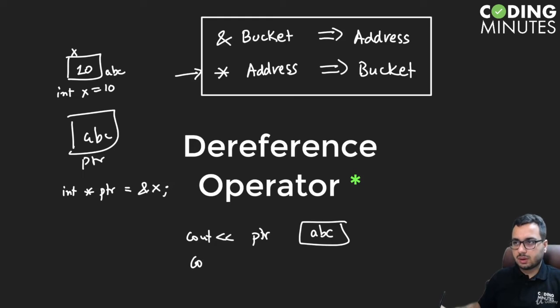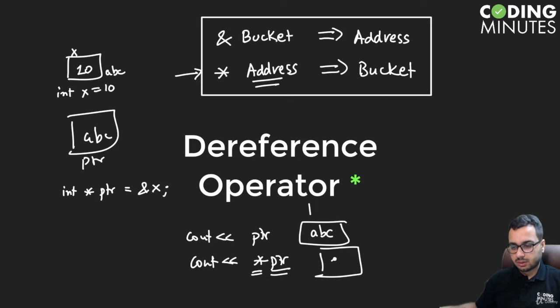But if I do cout star of ptr, now you can see we are using this star operator with the address. So ptr is an address, and star of some address will give us the bucket. And what is the bucket? x. And if you do cout x, you will actually get the value that is there inside the bucket. So you're going to get 10. I hope you are now able to understand the difference between doing ptr and star of ptr.